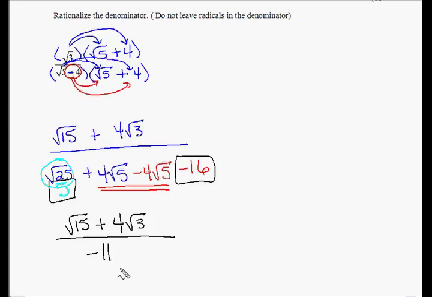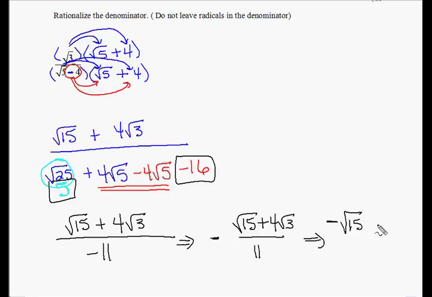Now, a lot of the time, books will not leave a negative down in the denominator. So you could write this as negative, and your fraction, the square root of 15 plus 4 square roots of 3 over 11, or you can write it up in the numerator. So these are all equivalent, and any of these answers would be acceptable on the test. The square root of 15 being negative, minus 4 square roots of 3, all divided by a positive 11.